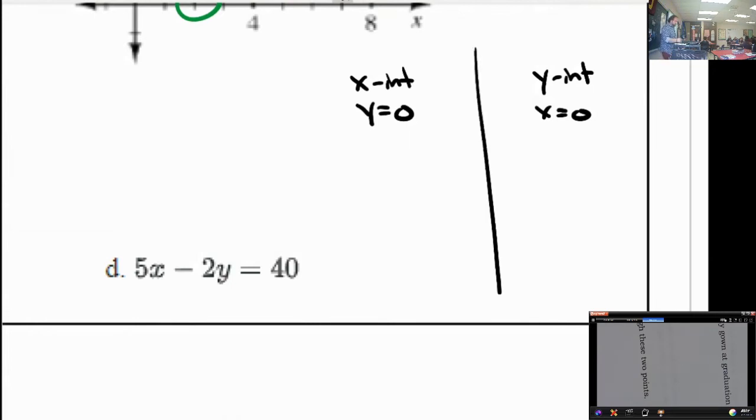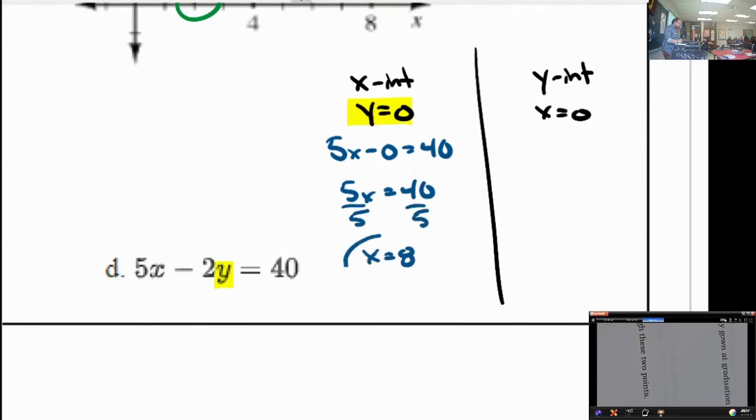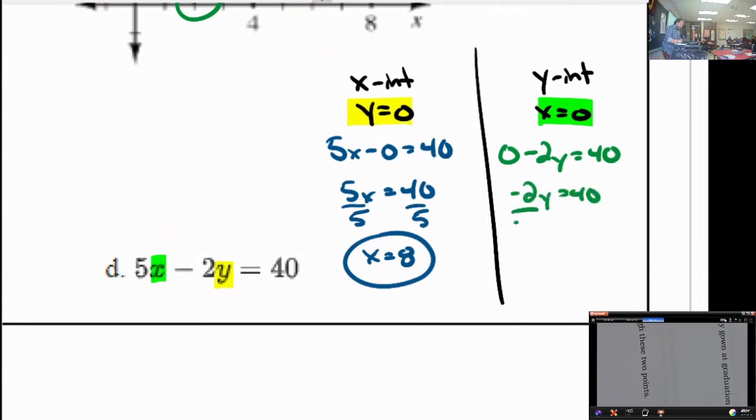It's actually really simple. For example, if you plug 0 in for y, what you get is 5x minus 0 equals 40. In other words, 5x equals 40. Which, if you divide the 5 on both sides, means x equals 8. And the y-intercept is the exact same case. All you got to do is make the x equal to 0, which would give you this equation, 0 minus 2y equals 40, or negative 2y equals 40, which if you divide the negative 2 over, gives you y equals negative 20. Easy.